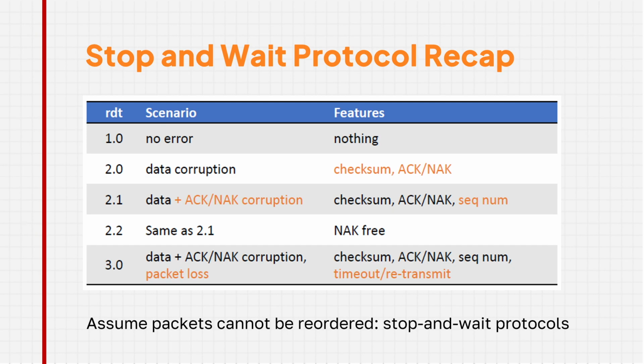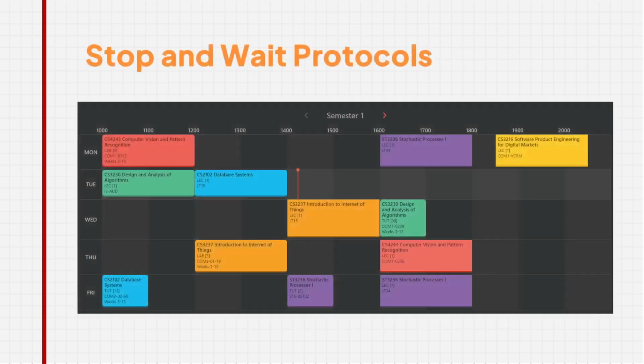So here in the stop and wait protocol, we assume that the packets cannot be reordered because you can only send one packet at a time, right? So it's definitely going to be one, receive, another one, receive. Okay? So we assume that the packets cannot be reordered. However, stop and wait protocols provide some kind of inefficiency.